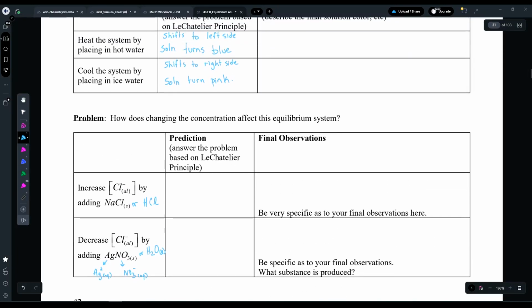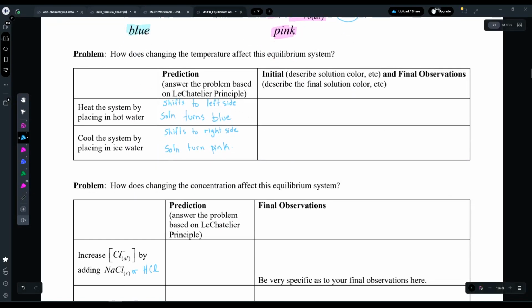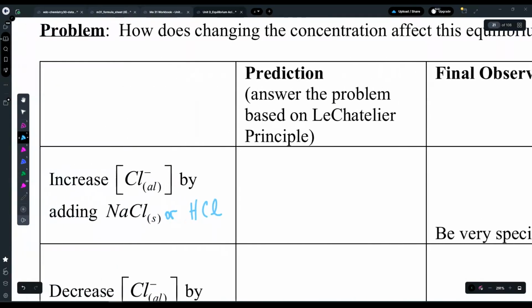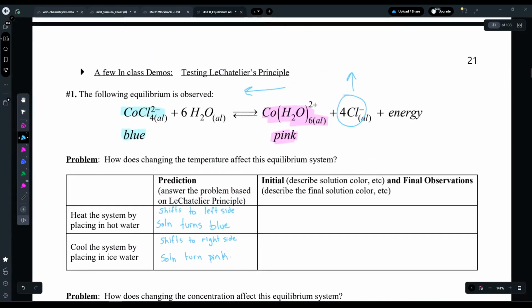So for the first one, increasing chloride ions. If you increase the chloride ions, or if you add chloride ions, the equilibrium will shift away. So I would say it shifts to the left. That means the solution is going to turn blue. Why does it turn blue? It's because the reverse reaction is being favored, so we produce more cobalt-2 chloride.